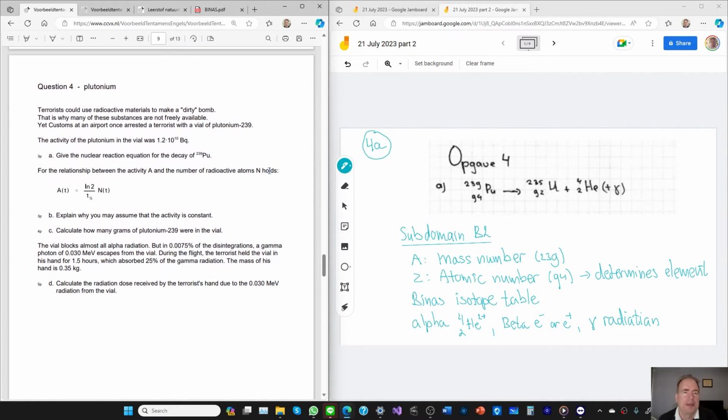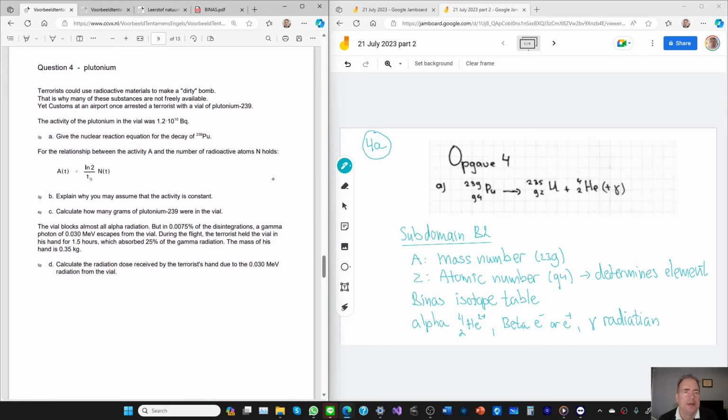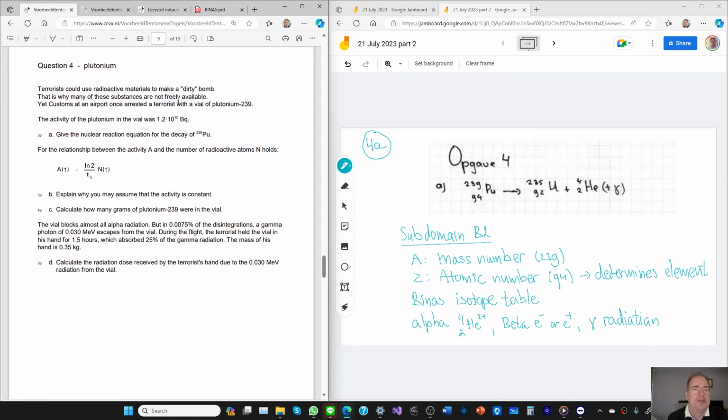Okay, question 4 is about plutonium and about a dirty bomb made of it. Give the nuclear reaction equation for the decay of plutonium-239. This is described in subdomain B2. And a couple of things, among others, is you need to know definitely what the mass number is of a nucleus, and the atomic number Z, which is 94 for plutonium.